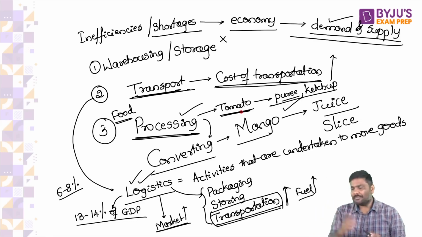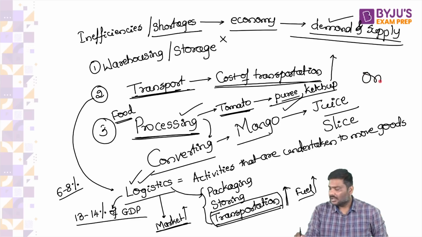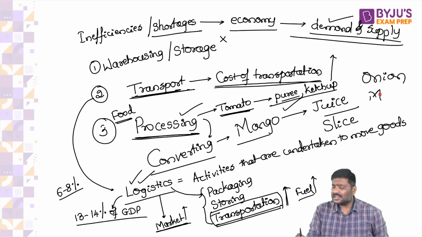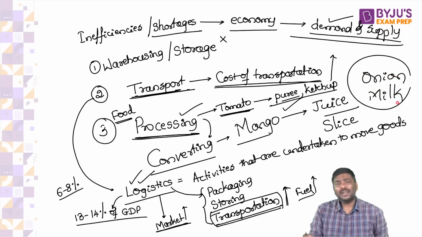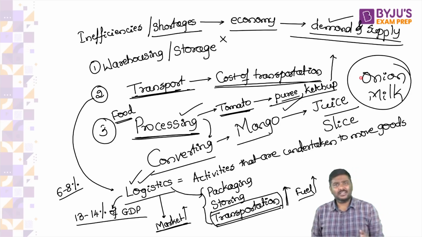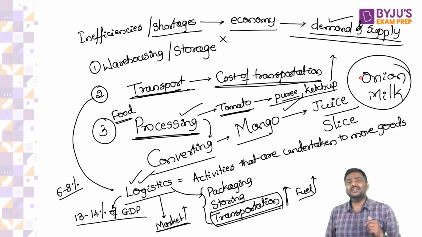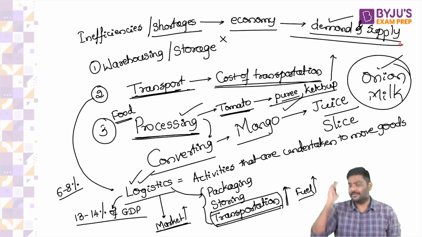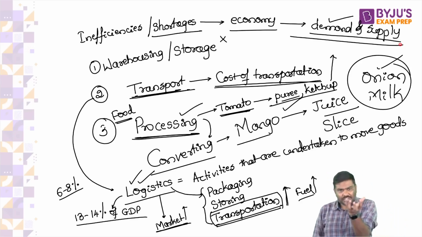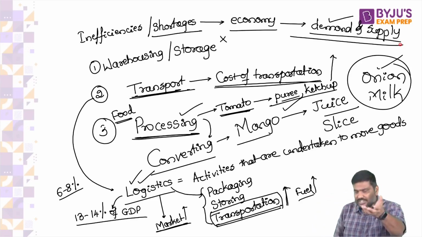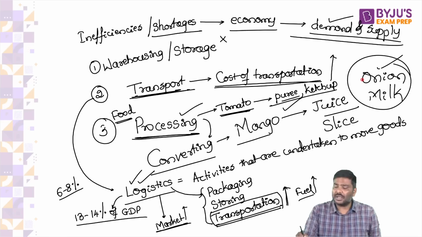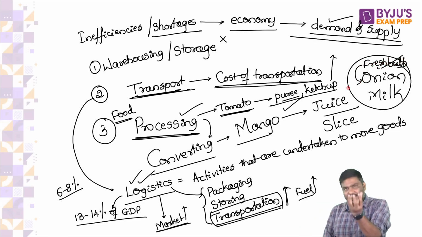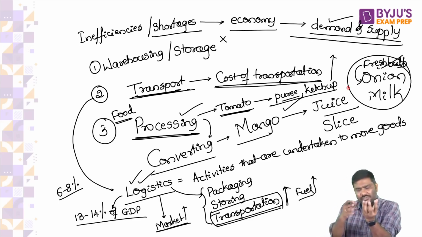I'll give you one more example here. Onion, milk prices. Why do you think the prices of onion and milk keep on increasing? Of course, yes, there are various other factors. We do not have sufficient processing of onion in India. The onion that we generally use is basically a fresh bulb. Do you know this is called a fresh bulb? Most of us use fresh bulb.